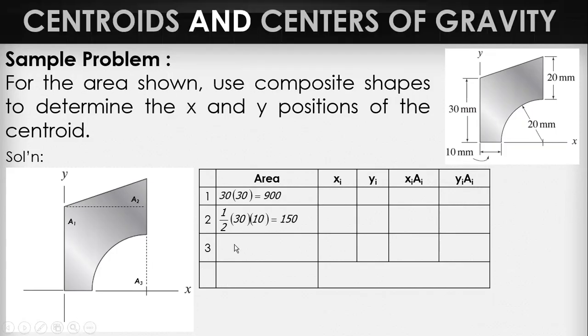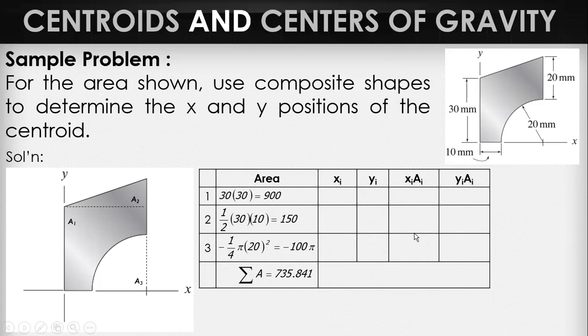Pi over 4 times r squared. Minus 1/2, 1/4 of pi times the radius squared. So you add 900 plus 150 minus 100 pi. The result is this.